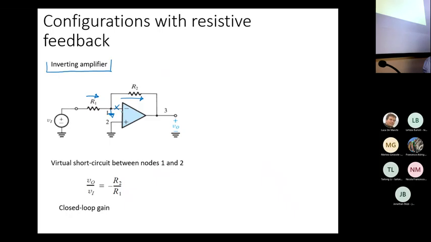So the bottom line is that V out can be estimated as minus R2 times the current which flows through R2, which is VI over R1. Therefore, V out over VI is minus R2 over R1. Okay, so you can control the gain of your circuit just by controlling this feedback loop.